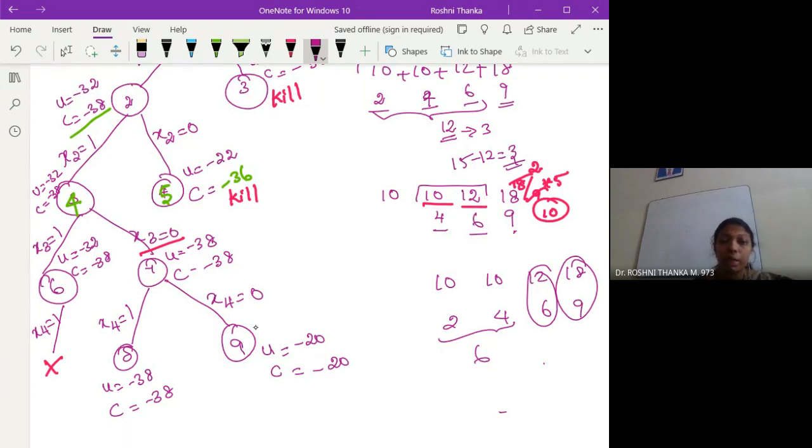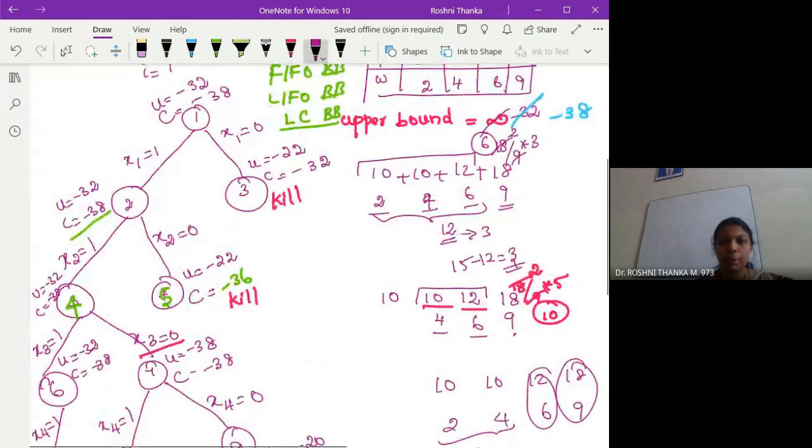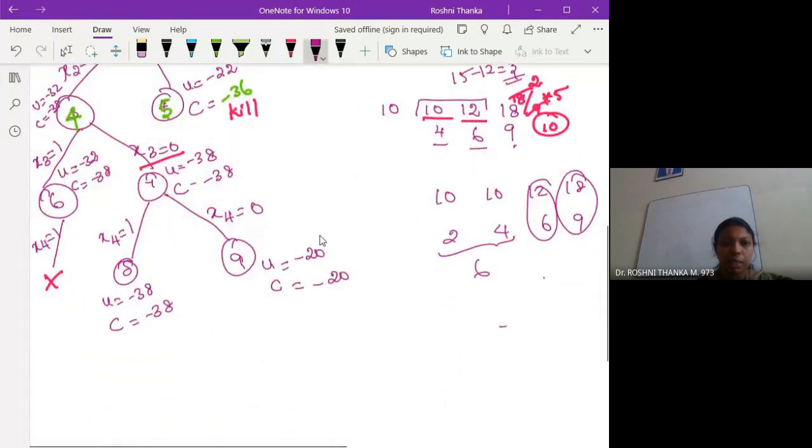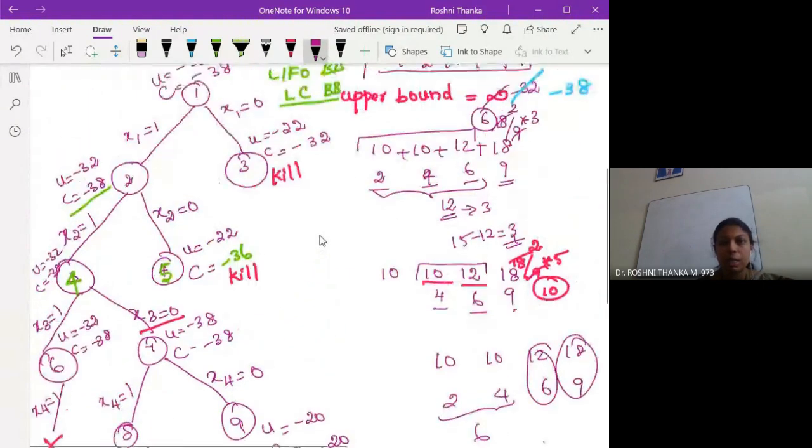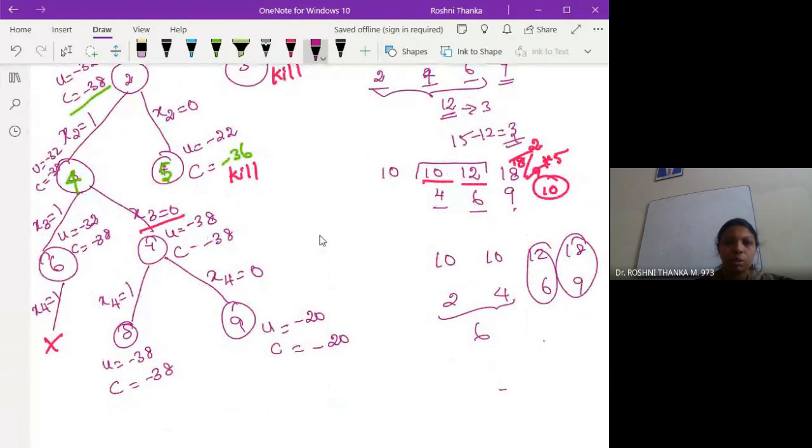Right, now we finish the branching of this node. When we finish the branching of this node, the first thing you have to check is whether the upper bound is updated or not. So here you can see the upper bound is minus 38. Do we get any upper bound which is less than this minus 38? No. So as of now the upper bound here is minus 38. This upper bound is not lesser than minus 38, so we cannot do any updation in the upper bound.